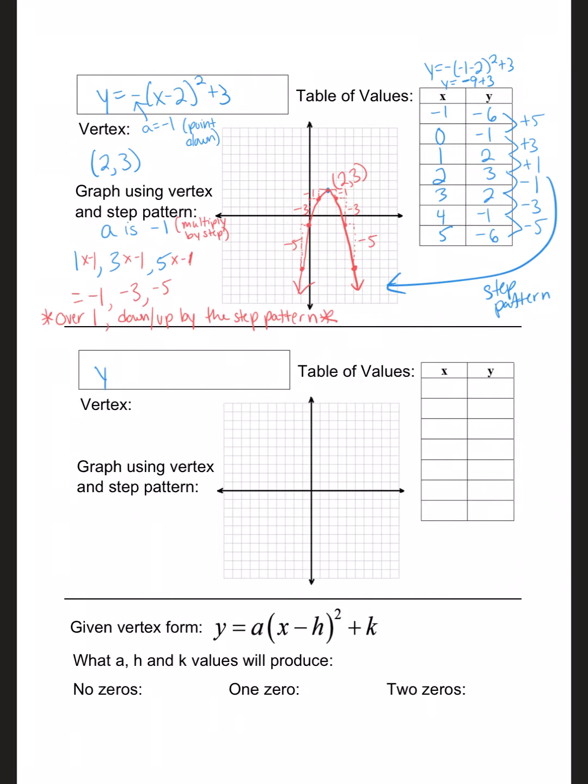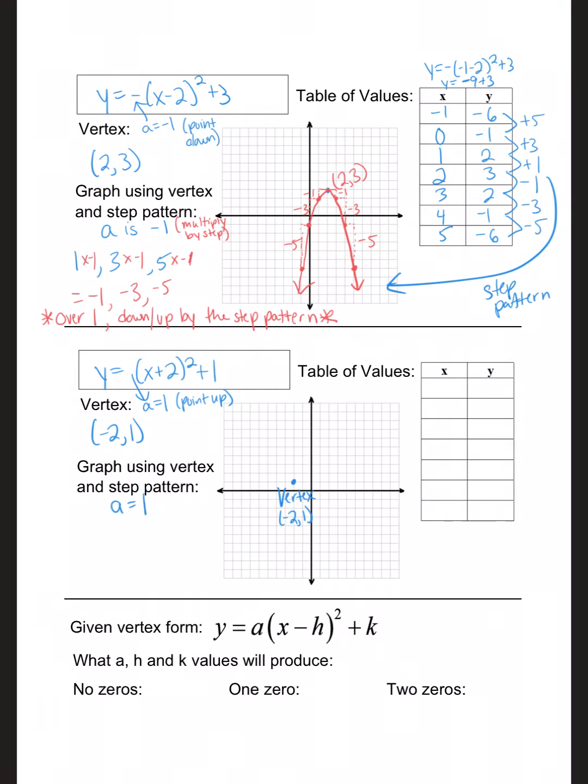So if we had y equals (x plus 2) squared plus 1. Okay, our a equals 1, so it's going to point up. And our vertex is going to be at -2, 1. So we'll again start by plotting our vertex. -2 and 1, that's our vertex. And we know it's going to point up. So let's graph this using our step pattern.